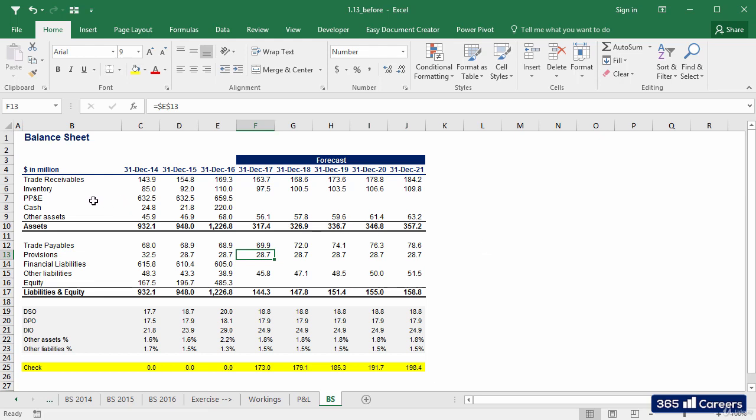What about the other items? PP&E, cash, financial liabilities, and equity. These items are more complicated. We'll build detailed forecast schedules for PP&E, financial liabilities, and equity. Once we've forecasted these lines, we can calculate the firm's cash flow, and we'll be able to fill in cash. As you can see, we're doing everything one step at a time, with no steps skipped.